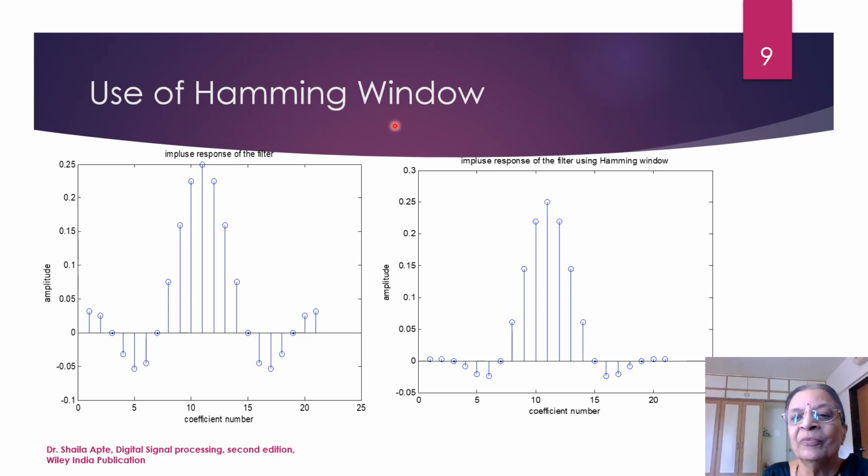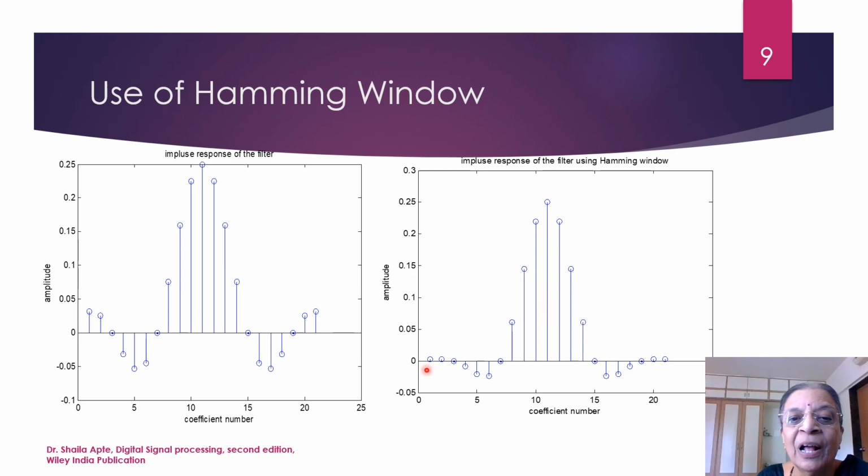So let us consider the use of the Hamming window. These are the coefficients with the rectangular window function, which means we are truncating between minus Q to plus Q. Now, when we are using the Hamming window, we have to similarly calculate the corresponding filter coefficients, same as we have done using the Fourier series expansion method. Then we have to calculate the Hamming window function given by the equation and multiply the Hamming window coefficients with the corresponding filter coefficients, those we have calculated using the Fourier series expansion method.